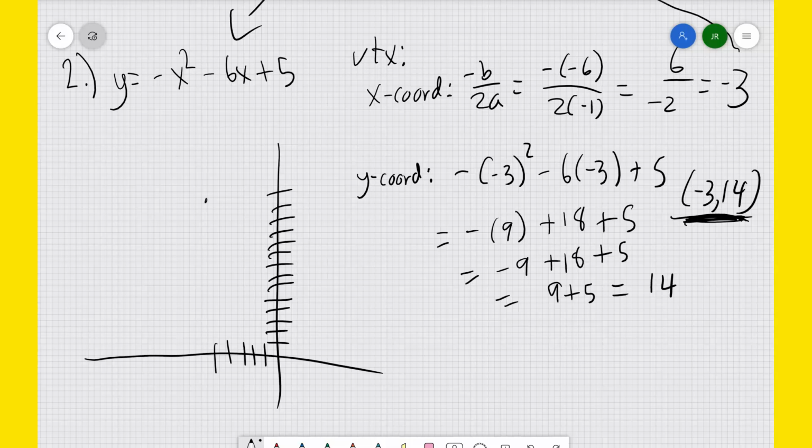Negative 3, 14. Oops, let me put it like this. Negative 3, 14 should be right in there. That's my vertex. Then I go over 1, up 1 times a, which in this case is negative 1. So 1 times negative 1 is negative 1, which means I go down 1. So I go over 1, I go down 1 on each side.